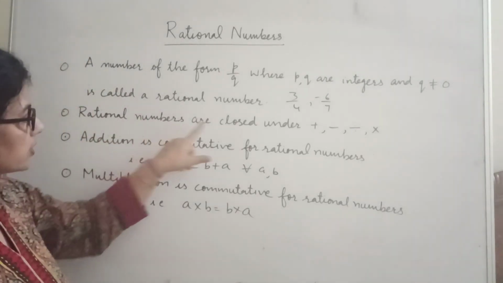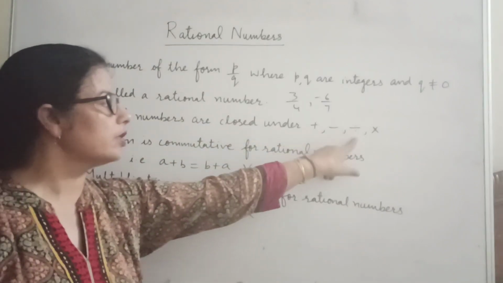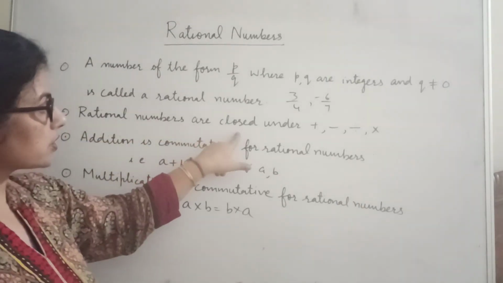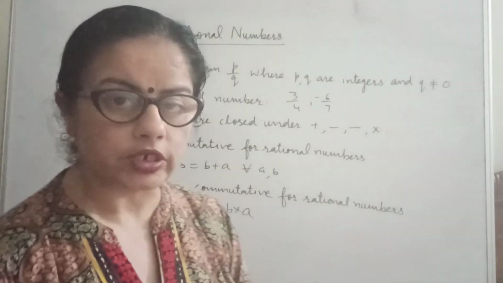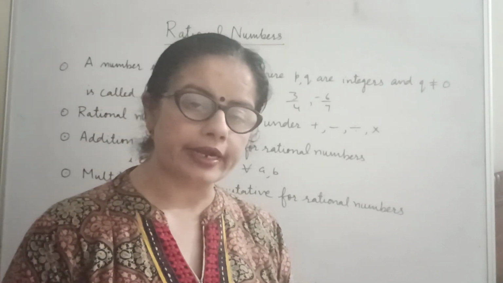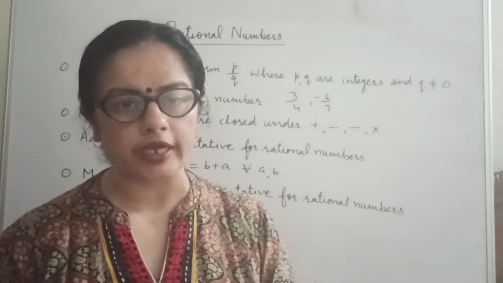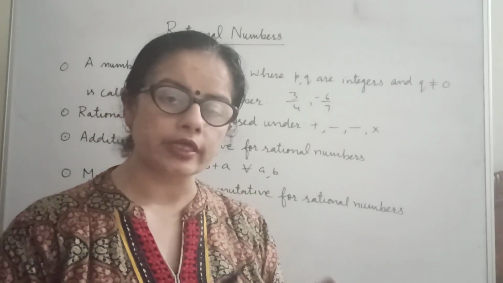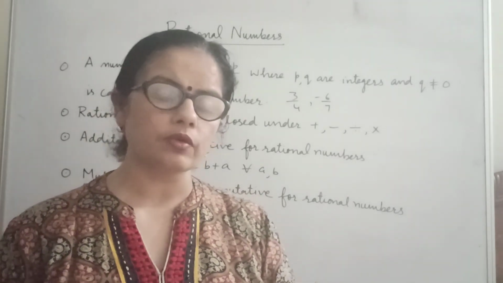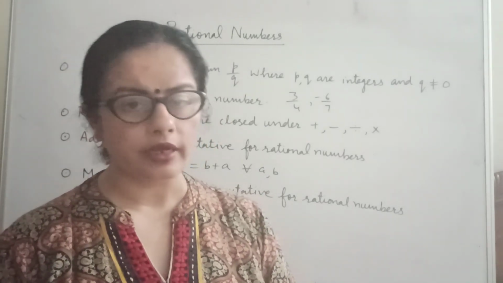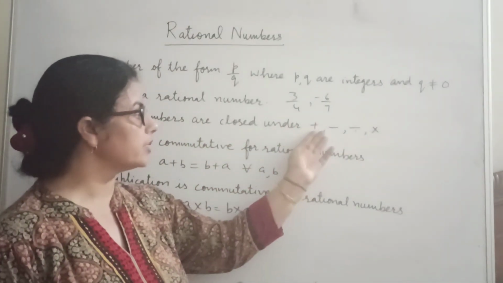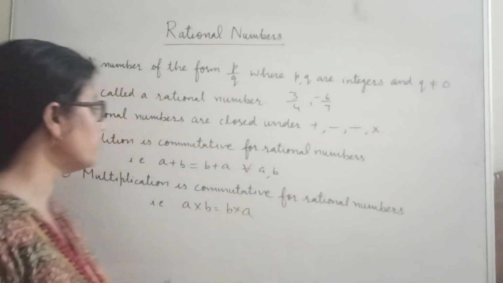Next, rational numbers are closed under addition, subtraction, multiplication and division. What does it mean? If we multiply two rational numbers, then after multiplication we again get a rational number. If we add two rational numbers, then after addition we again get a rational number. Whether we multiply, divide, add or subtract, after these operations we will get a rational number. So we say that rational numbers are closed under addition, subtraction, multiplication and division.